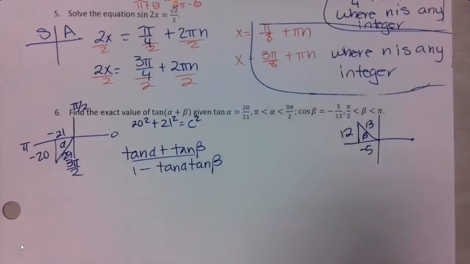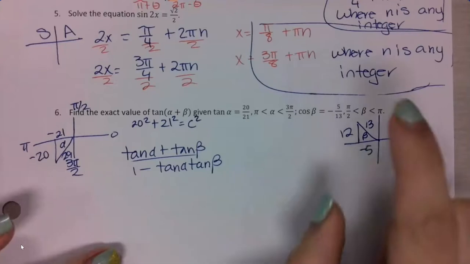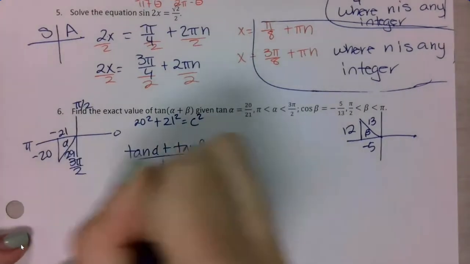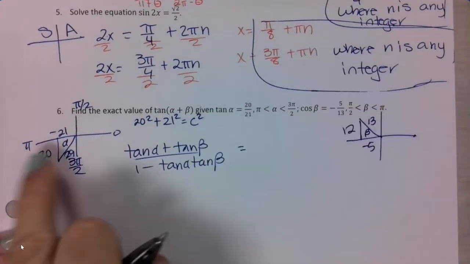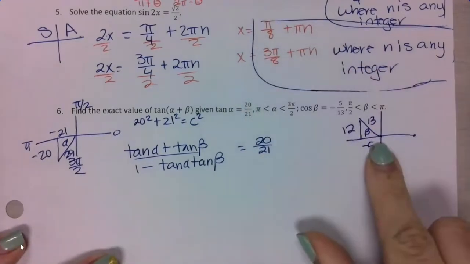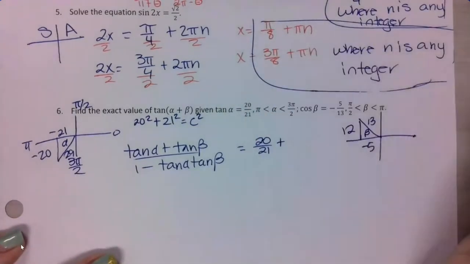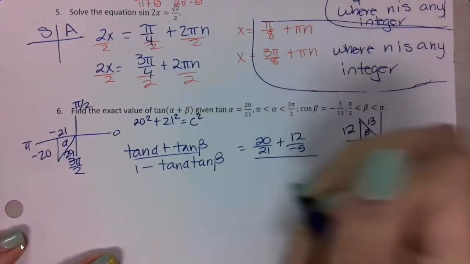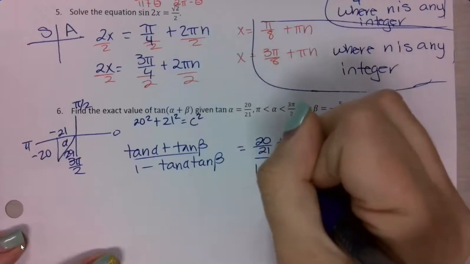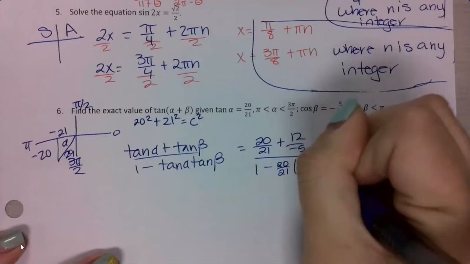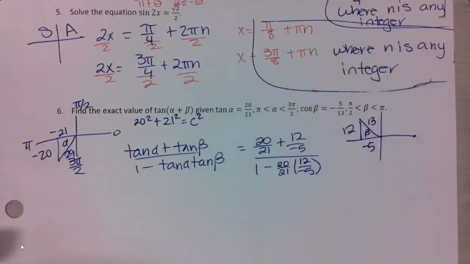So this one, I did need to draw my triangle, because this one wasn't giving me tangent. You need to use the information from each of these triangles. Tangent alpha is this triangle, that was 20 over 21. Tangent beta is this triangle, so that is opposite over adjacent, 12 over negative 5, over 1 minus 20 over 21 times 12 over negative 5. Then I just want to go ahead and simplify things.